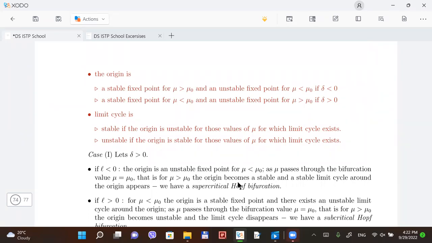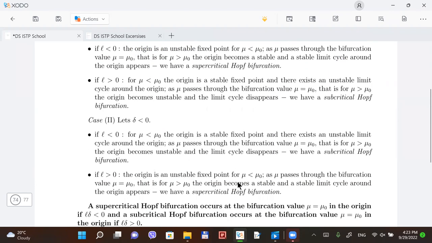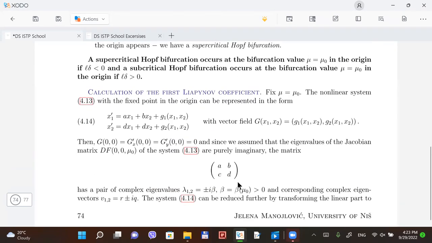This is the contrary, and always the limit cycle and the fixed point have a different stability. So if the fixed point is unstable, the limit cycle around it is stable. If the fixed point is stable, the limit cycle around it will be unstable. So that's pretty much the conclusion.